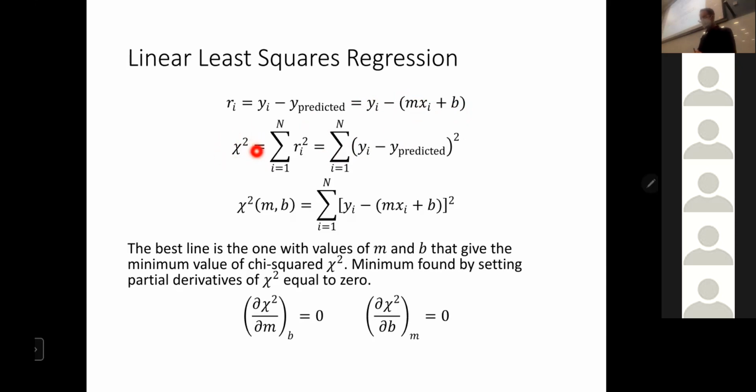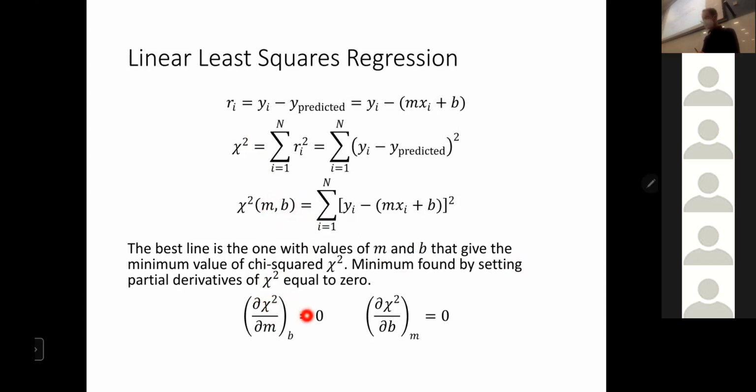And so chi-squared is defined as the sum of the squares of all of the residuals of the measured data. So you can write it in terms of this expression here, and you can think of that as a function of the fitting parameters m and b. Plugging in the equation for a line, you would get this expression here. And so the best fit line using a least squares method is the one that minimizes the chi-squared value as a function of m and b.